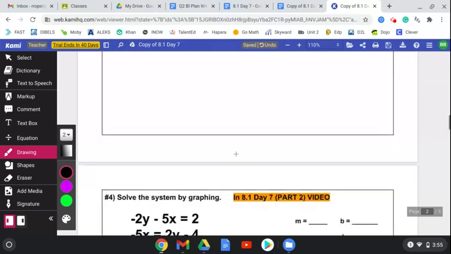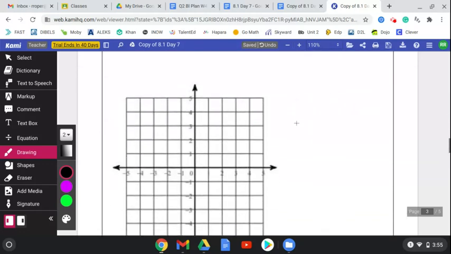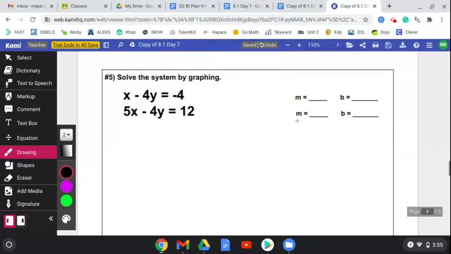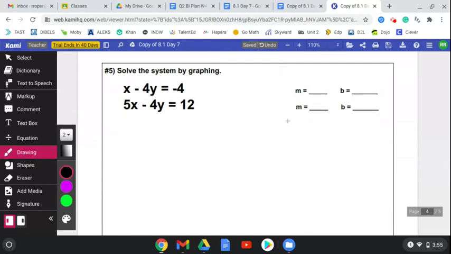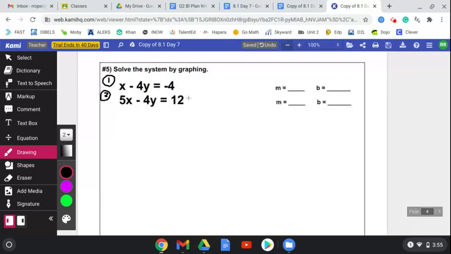Okay, number 4, this is an 8.1 day 7 part 2 video, so be sure you watch that one if you want to see that one worked out. Number 5 right here, solve the system by graphing. So remember, when graphing, I first need my equations in slope-intercept form. So let me call this equation 1, and let me call this one equation 2. It's very important to label which equation is which, or you can confuse yourself and everything can get very messed up.